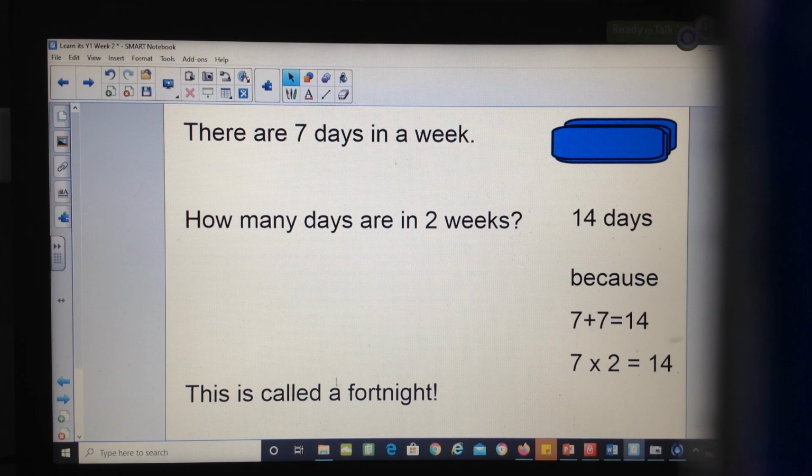2 weeks is called a fortnight. A fortnight is 2 weeks. And can you look at that word, fortnight? It's just short for 14 nights. Easy.